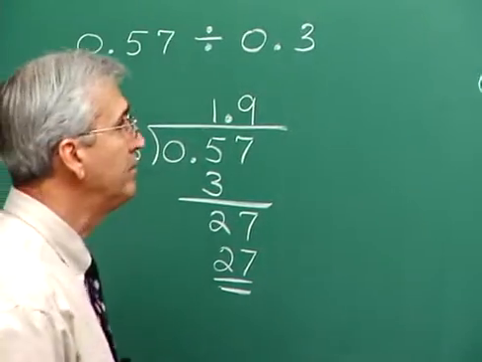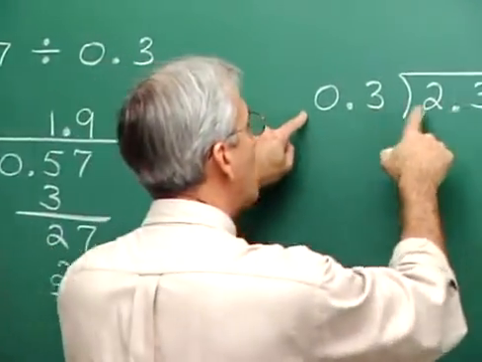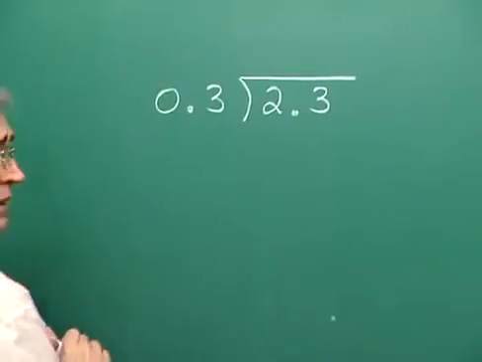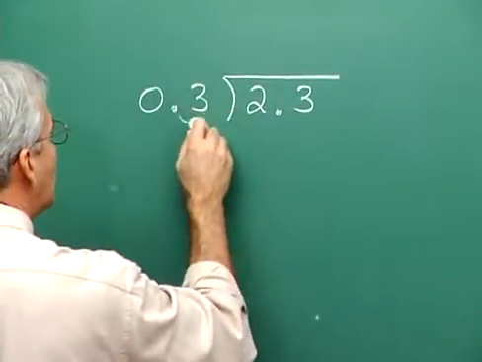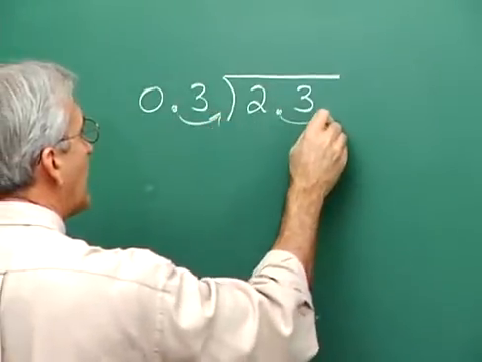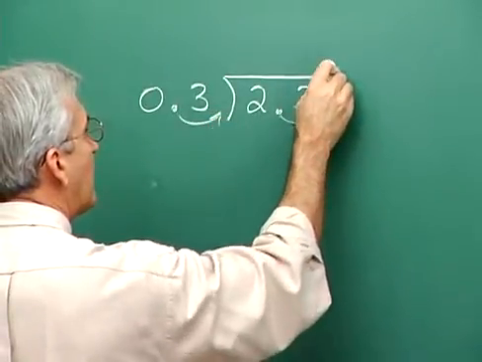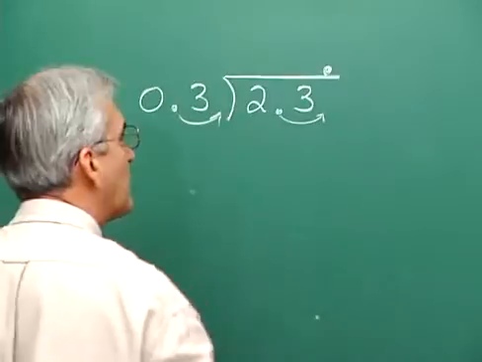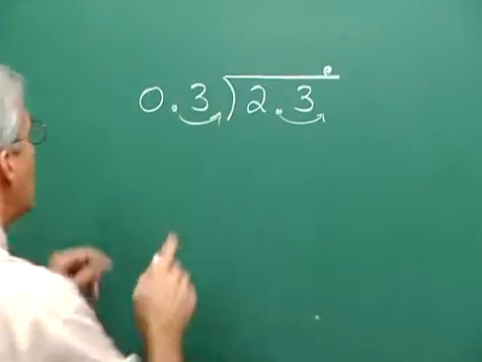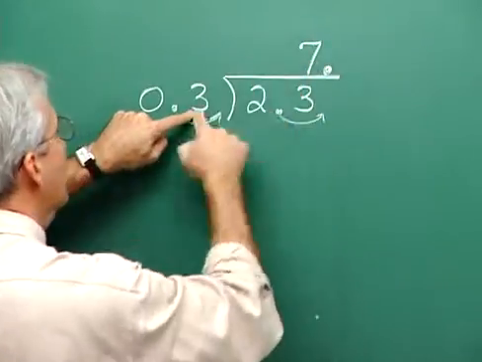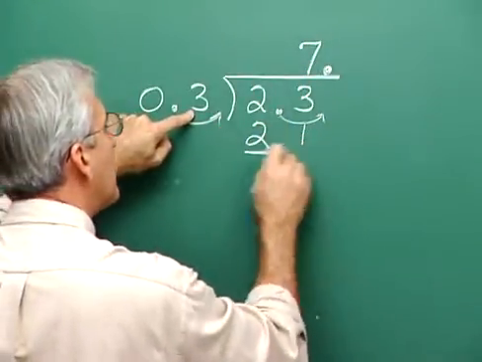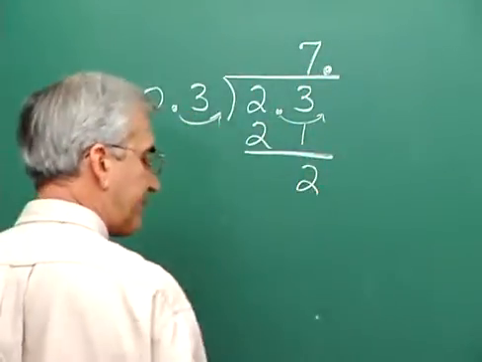Consider this problem. We have 3/10 that we're dividing into 2 3/10. We go through that little routine of placing the decimal. This one slides 1 to the right, and therefore the decimal here slides 1 to the right, and then straight up into the answer. We just place that decimal up there, and away we go with the division. 3 into 2 won't go. 3 into 23 goes 7. 7 times 3, 21. We subtract and get 2.